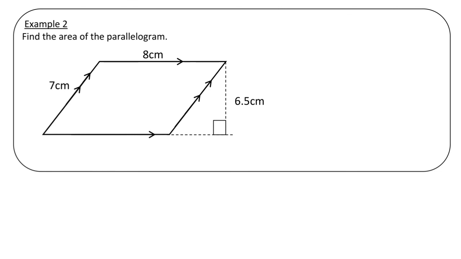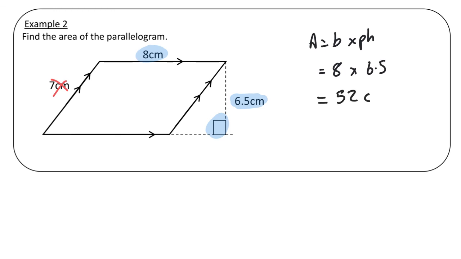Example 2, find the area of this parallelogram. Again, what we're looking for is the two perpendicular distances. So we're looking for the right angle, and we've got the perpendicular height is 6.5, and it's perpendicular to the base of 8. So the value of 7, the slanted side, we don't need. So what we're looking for is just the area is the base times the perpendicular height, which is 8 times 6.5, which is 52 squared centimetres. So we're looking for the two sides that are perpendicular to each other. That's the key to this.